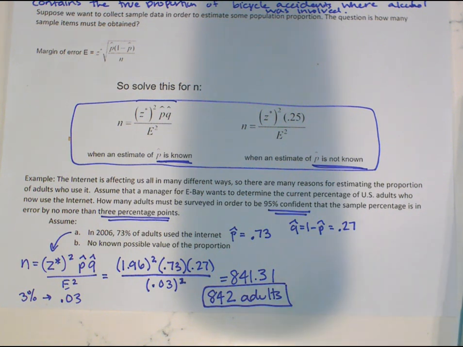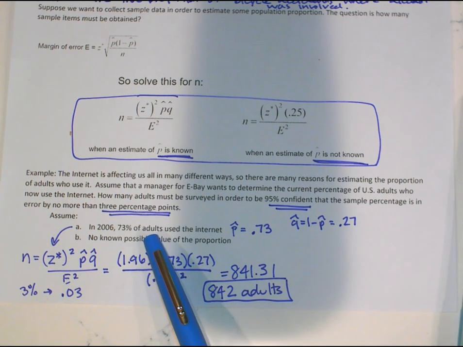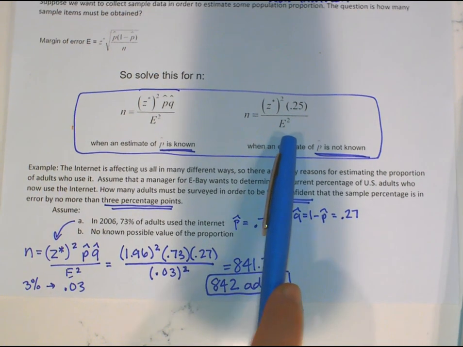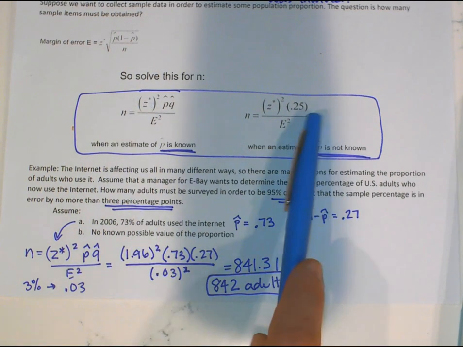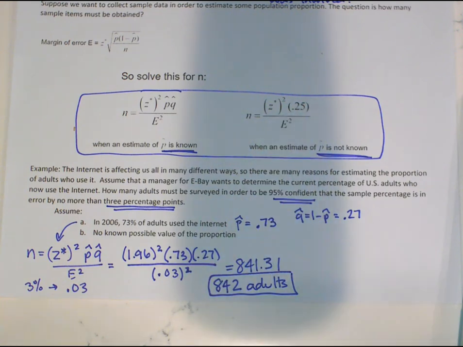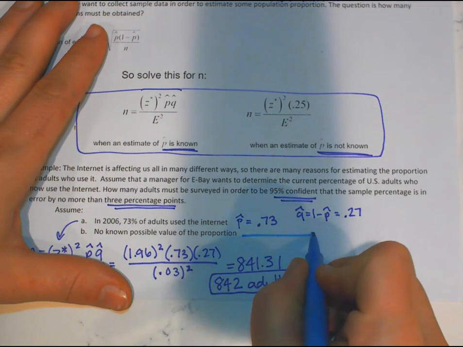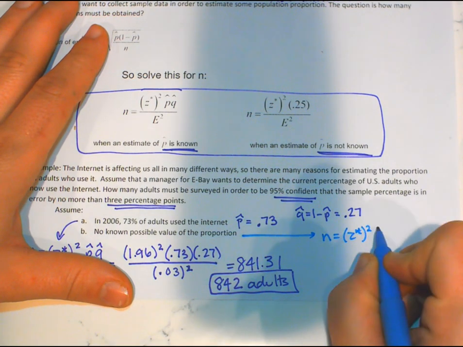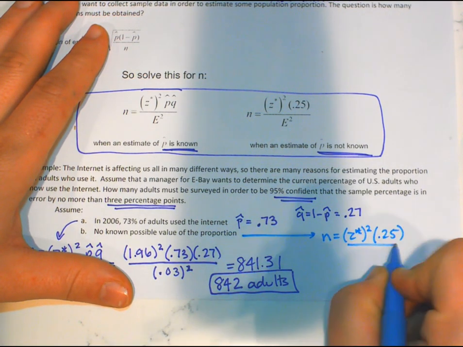Okay, so the only difference in part B is that we're not given a point estimate to start with. So then we just use this equation. It's basically built the same. The only thing is that instead of P and Q, we just use 0.25 in their place. So when I solve this, I'm just using N equals the critical value squared times 0.25 over E squared.